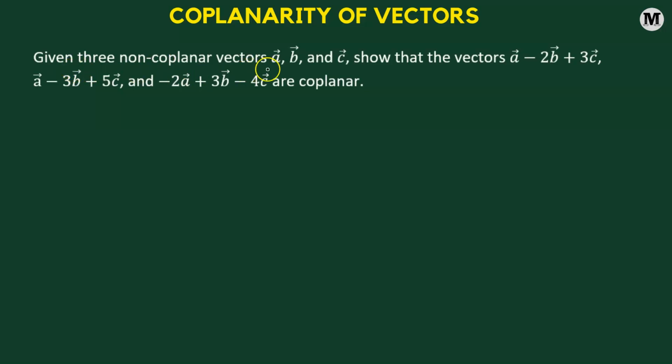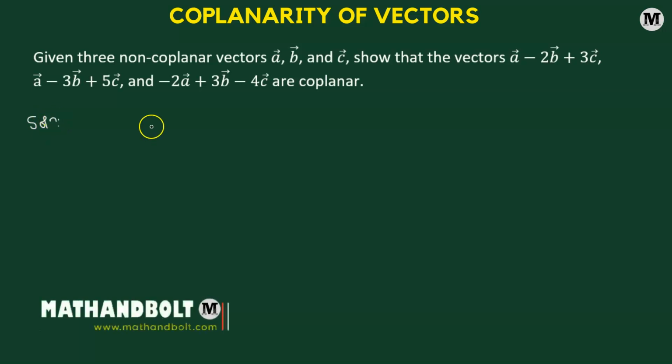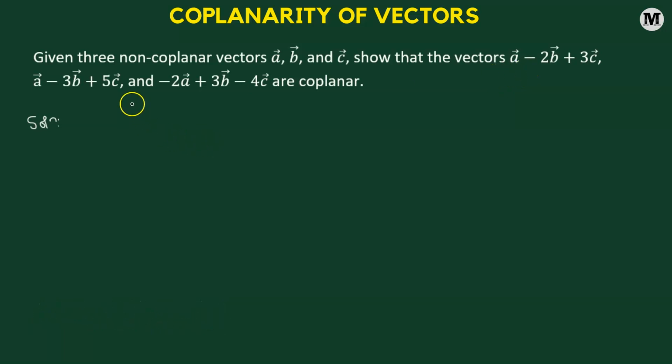Given three non-coplanar vectors A, B, and C, we need to show that the following vectors are coplanar. Okay, let us begin. Three vectors are said to be coplanar with each other if any one of the vectors can be expressed as a linear combination of the other two vectors. That means here, if we take the vector A − 2B + 3C, this vector can be expressed as a linear combination.